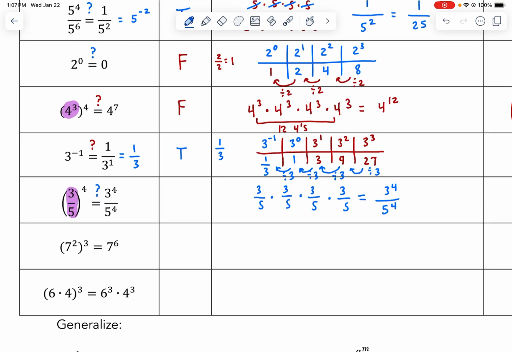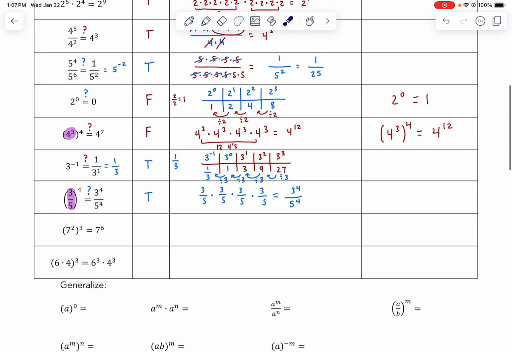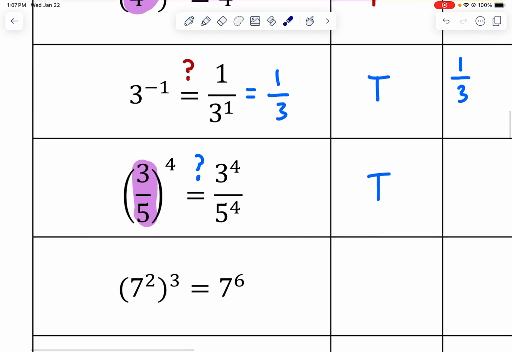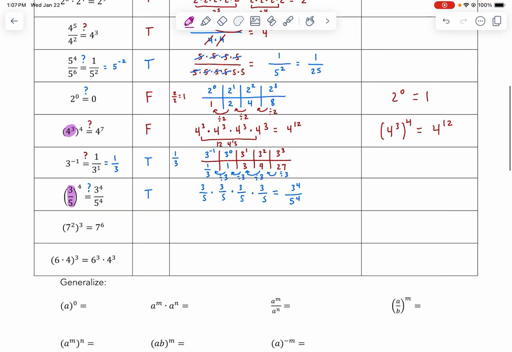So indeed, this statement would be true. And I want you to think here about how the exponent is sort of distributing itself within the fraction. That'll be another important property we'll come across. All right, we're almost there.